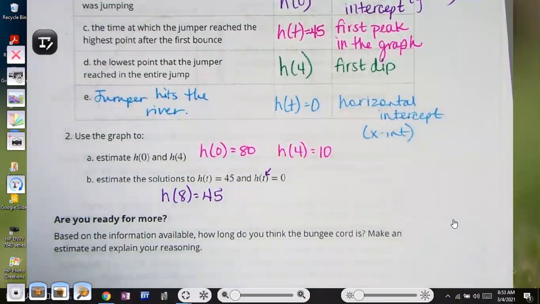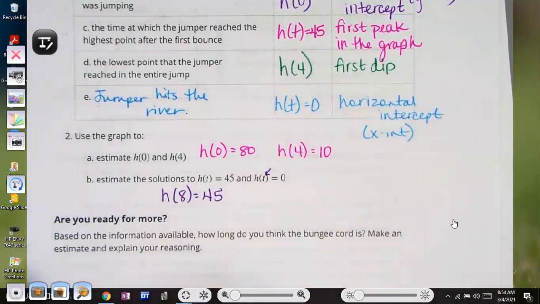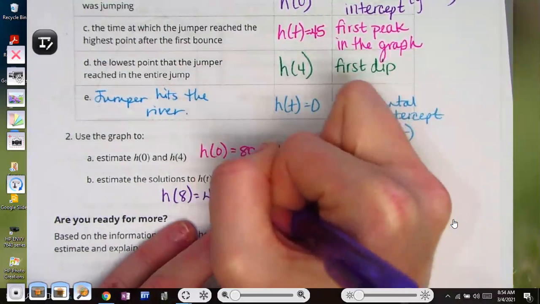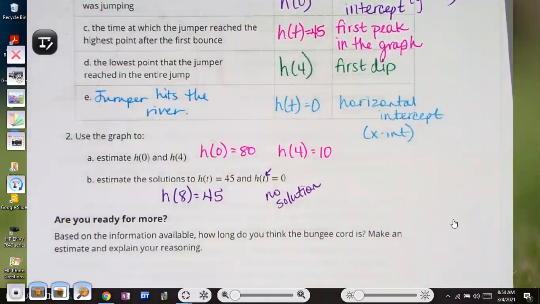Okay, so t would have to be something. How much time has passed? According to our graph, we don't have enough information to answer it, so we could just say no solution. According to our graph, there's no solution, because there's not enough information in our graph.